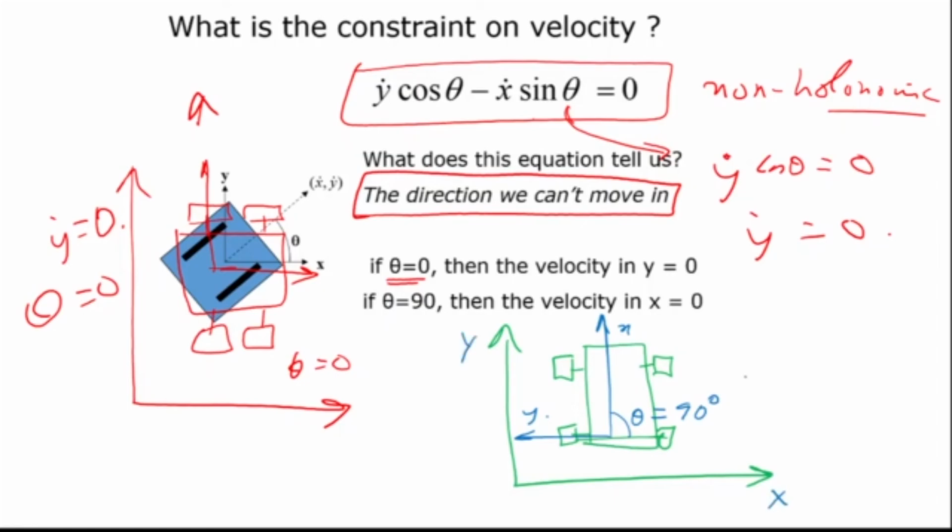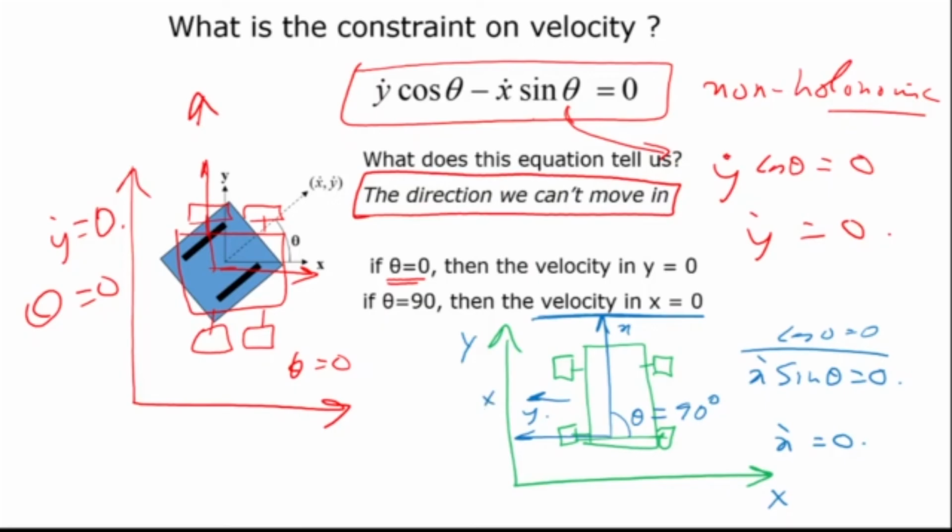Now, if theta is equal to 90, then x dot sine theta becomes equal to 0 because cos theta is 0. This means that x dot is equal to 0, which ensures that the velocity in the x direction is 0. So it can't go sideways, it cannot go this way.